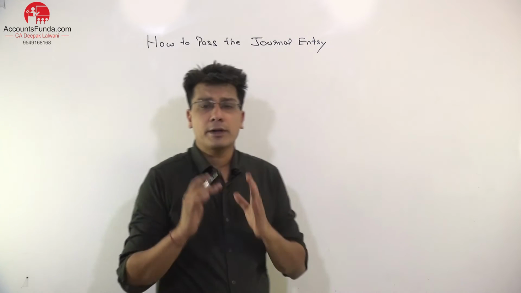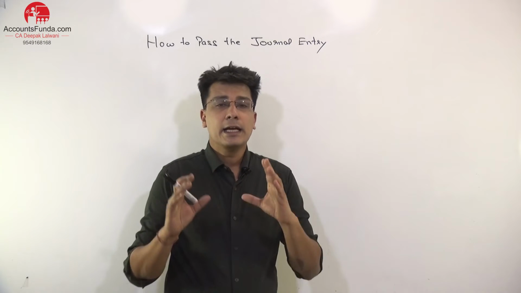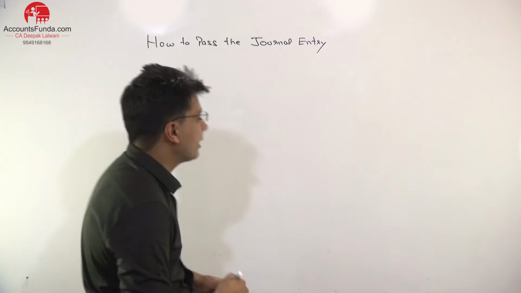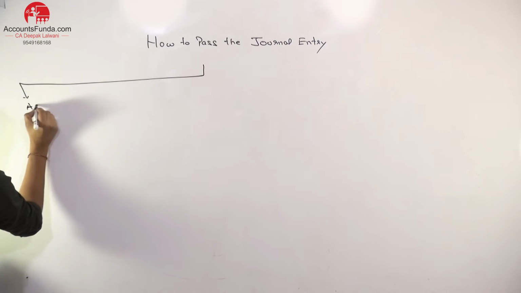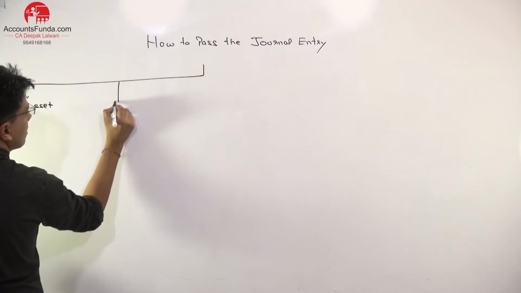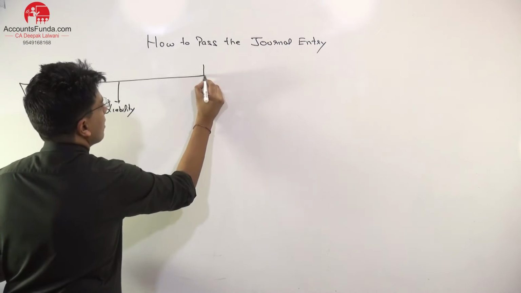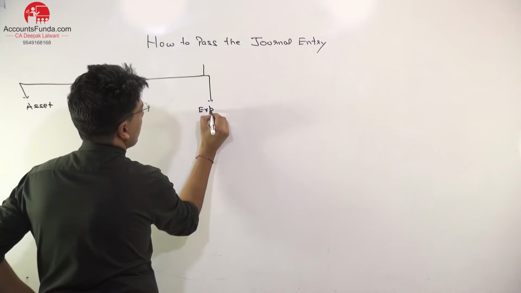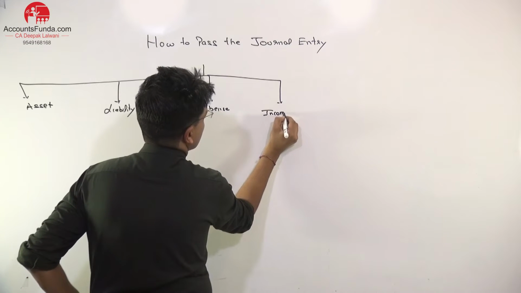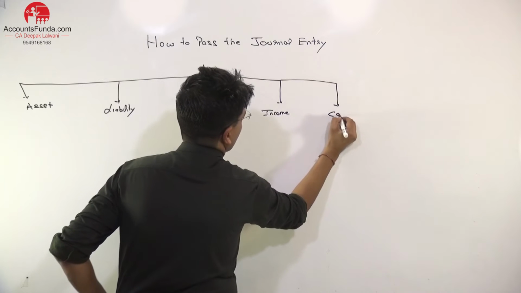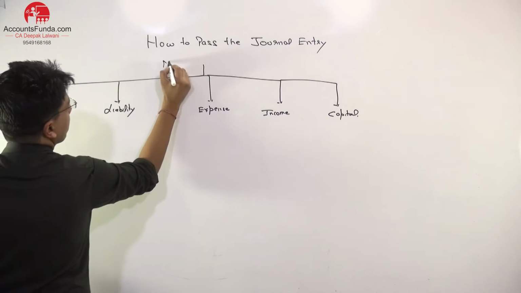See, as per the modern method, all the accounts of a company or a business entity are grouped under 5 different heads. What are the heads? The first head is asset. Then liability, expense, income, and capital.